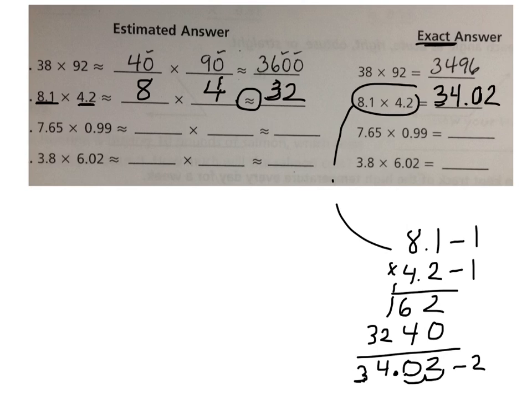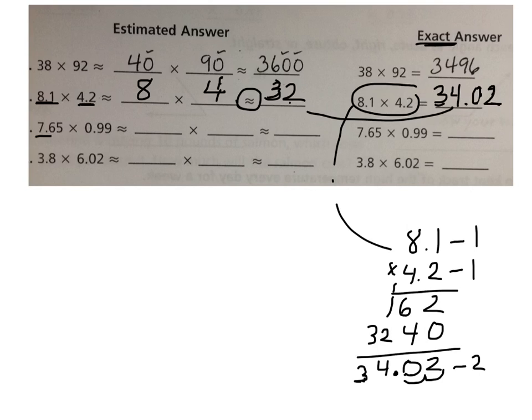is 34.02 pretty close to 32? And yes, they are. If I'd put my decimal point in the wrong spot, if I'd put it maybe over here instead, 340 isn't close to 32, so I would have known that that decimal point was incorrect, and I would have either re-looked at my problem or redone the whole thing.